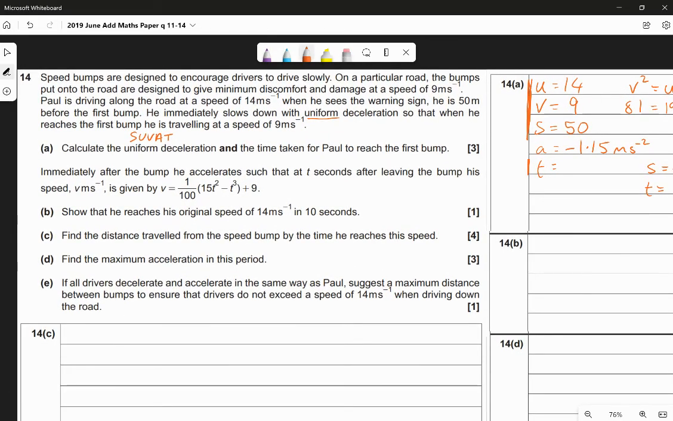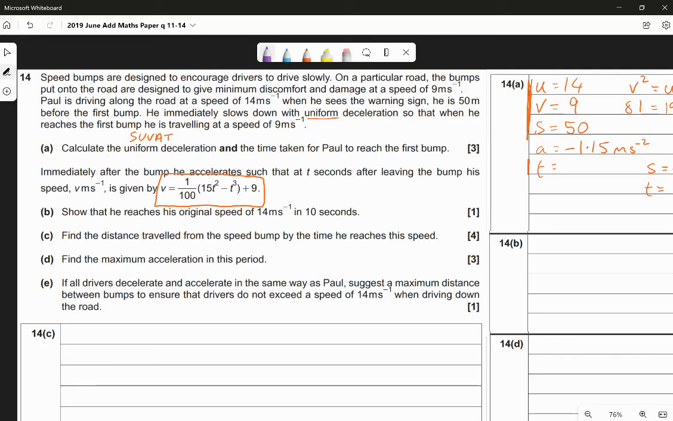Right. Immediately after the bump, he accelerates such that at t seconds after leaving the bump, his speed, v, is given by v equals 1/100th of 15t squared minus t cubed, plus 9. So now we have acceleration such that the velocity is given by this formula. It doesn't say it's a uniform acceleration, it just says acceleration. So we probably can't use SUVAT anymore.